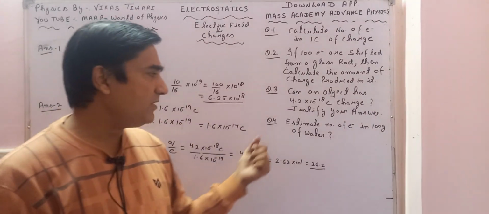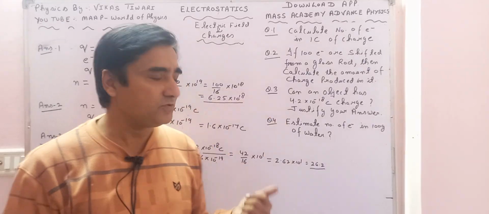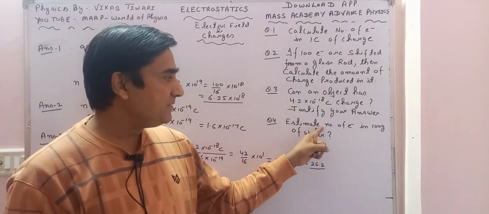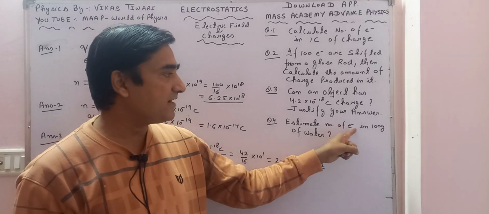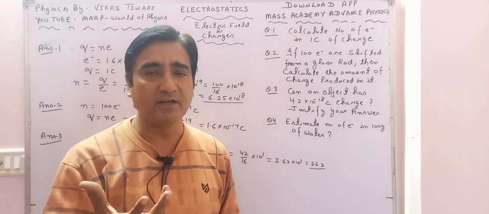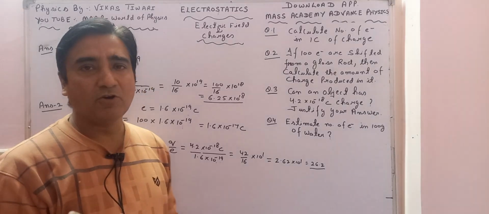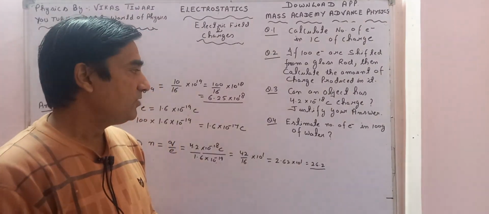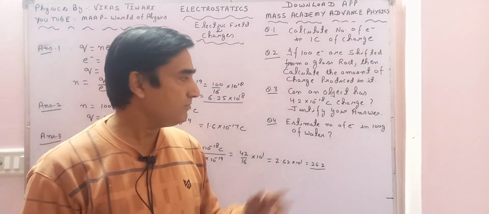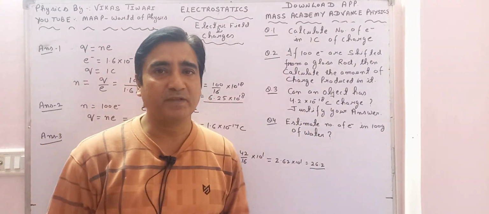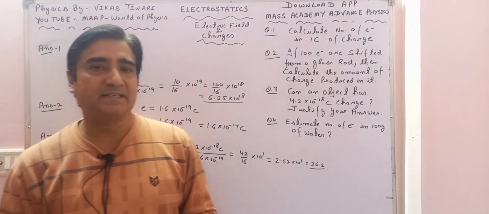Now I am giving one question for you to try as an assignment. What is the estimated number of electrons in 100 gram of water? If I take 100 gram of water, what is the number of electrons present in that quantity? So just try it, and I will discuss this question in my next lecture.